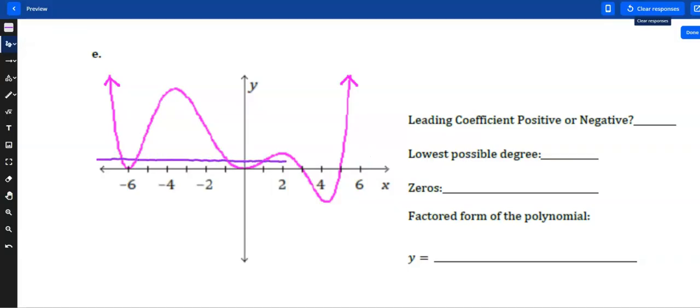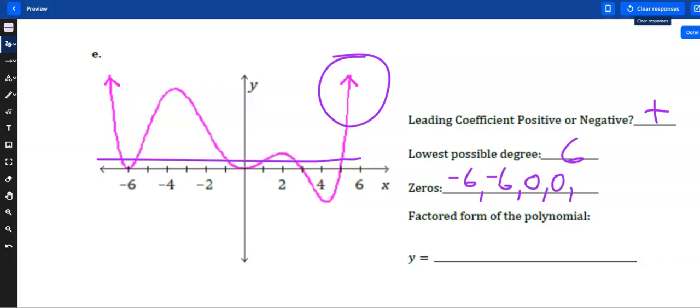One, two, three, 4, 5, 6. Lowest possible degree 6. Right side is positive. Zeros. Well, we got negative 6 twice. We got 0 twice. We've got 3, and we've got 5.